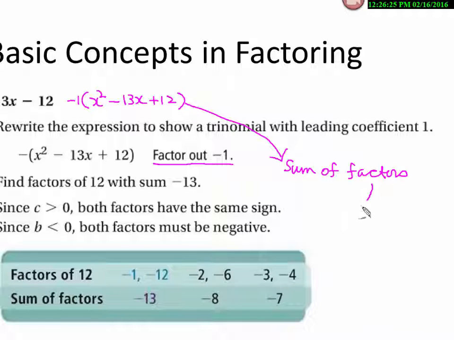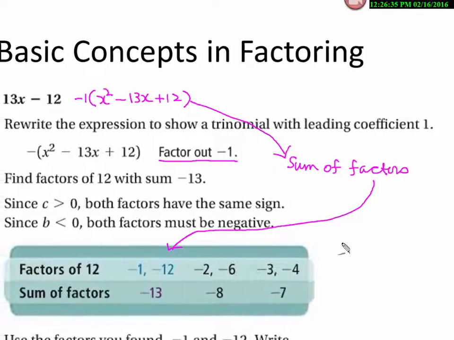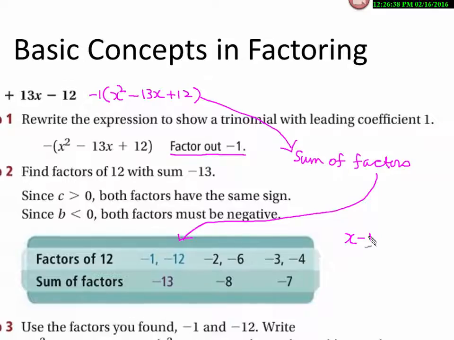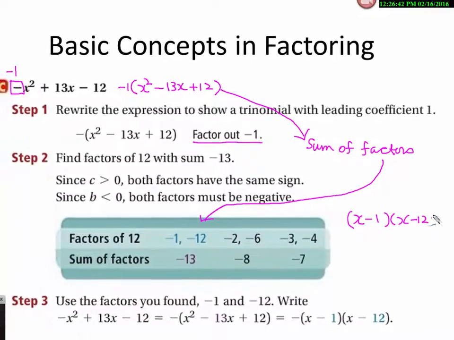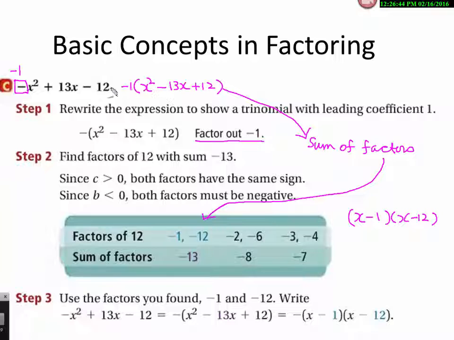So by doing this, we find out -1, -12 is what we have. So first, I will just write down x minus 1 and then x minus 12. But please don't forget you have a -1 sign in front of it. So you have to put down negative right here.